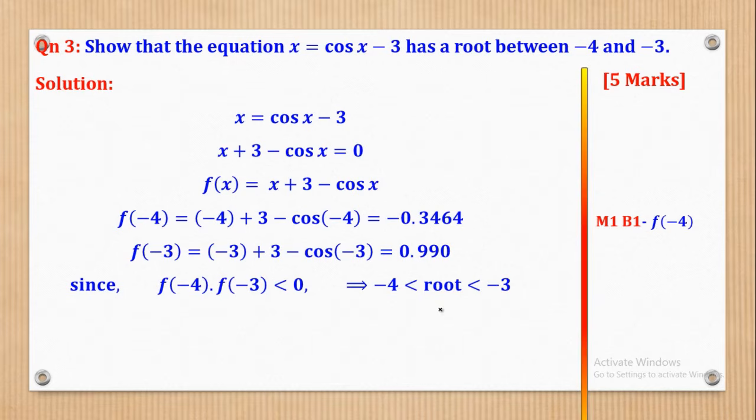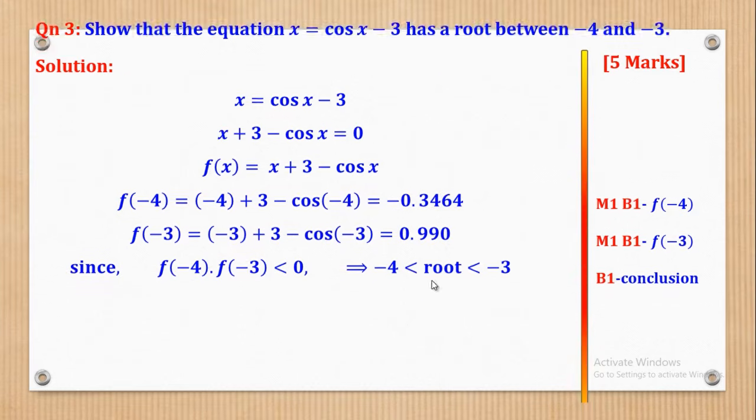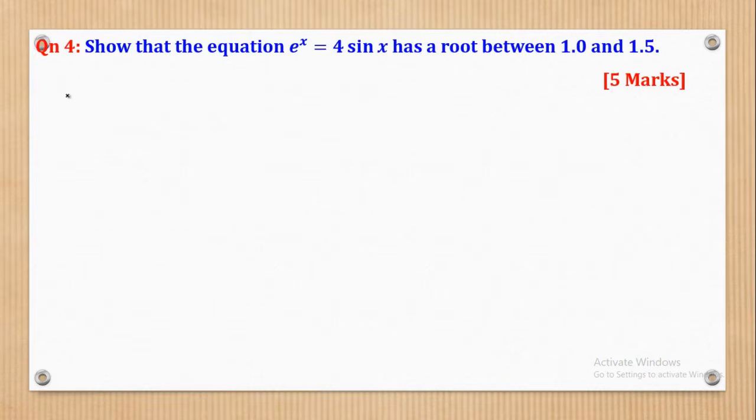So basically that is what they wanted in this question. So M1 for this physical substitution, B1 for the output, physical substitution, output, conclusion. So that was question 3.